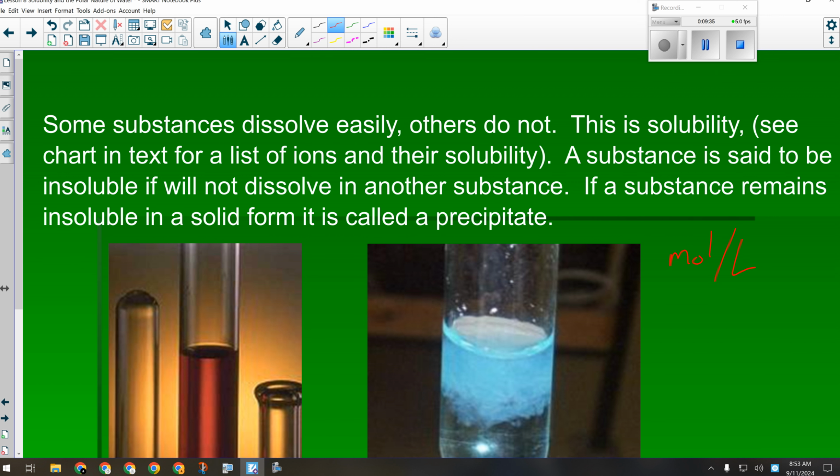So a substance is said to be insoluble if it will not dissolve in another substance. So there's a definition: insoluble means it will not dissolve in something else.